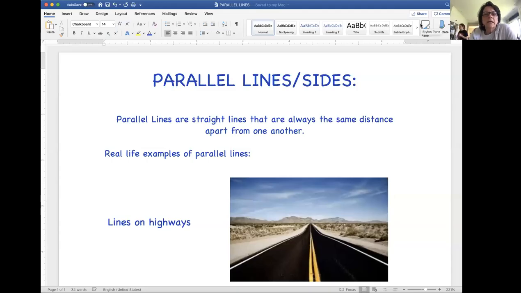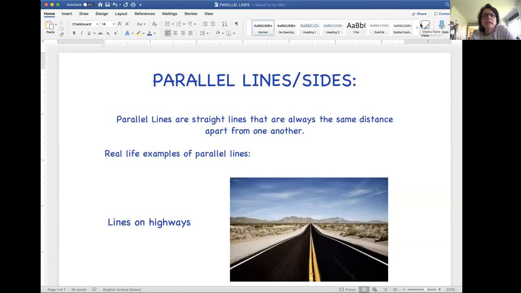Hello, boys and girls. Today we're going to continue our study of geometry. And the cool thing about geometry is you can see it all around us in our world. So you look at a house with windows and you see rectangles and squares. You can look at the floor in a classroom and you can see tiles that look like squares.